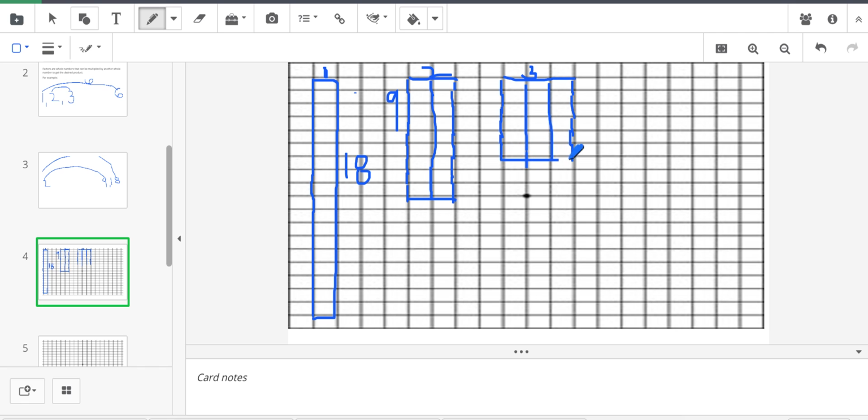So I have 1, 2, 3, 4, 5, 6, 7, 8, 9, 10, 11, 12, 13, 14, 15, 16, 17, 18. Perfect. So I have 3 rows, and each row has 6 squares going down. So I know 3 times 6 is going to get me 18.